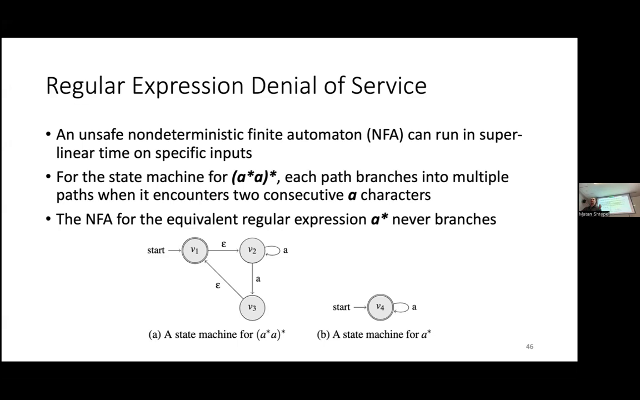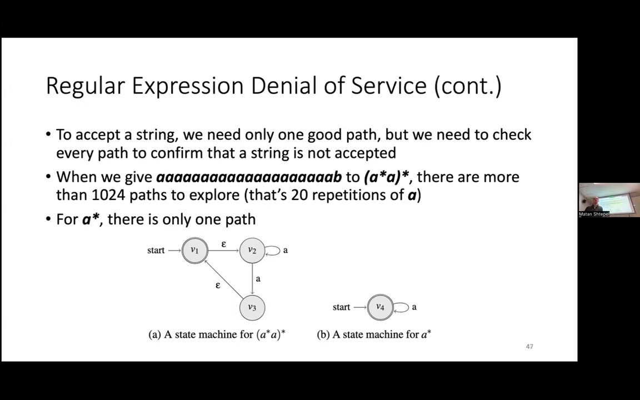And if we have two more A's after those two A's, both of those branching paths will branch again for more possibilities. And that leads to exponential growth. On the other hand, the state machine for A star has only one state and one path, so it has no opportunities for branching. The reason why this branching is problematic is that even though to accept a string, we only need to find one good path through the NFA, if we want to confirm that a string is rejected, we have to check every path through the NFA to confirm that it does not end in an accepting state.